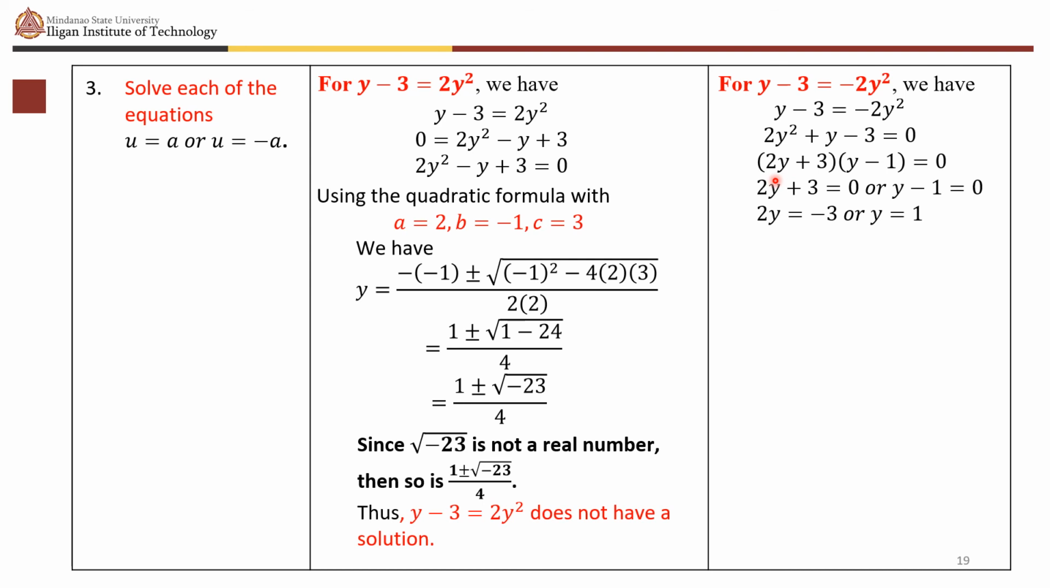Notice that these are the factors. That's 2y times y will give us 2y squared. 3y plus negative 2y will give us y. And then 3 times negative 1 will give us negative 3. That's our FOIL method if you remember. So you will have 2y plus 3 equal to 0 or y minus 1 equal to 0. That means 2y equals negative 3 when you add negative 3 to both sides, and on the other side, when you add 1, you will have y is equal to 1.